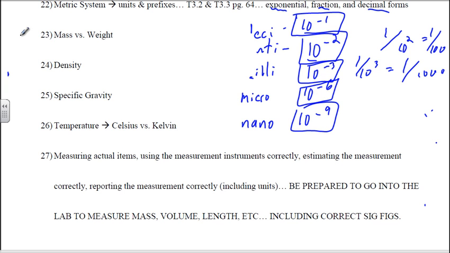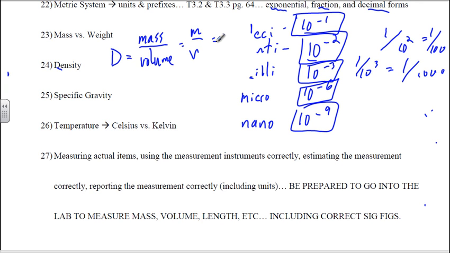Know the formula for density. Okay. So the formula for density, you're starting with the D. Density equals mass over volume. And usually we write it as M over V. So density equals mass over volume, or M over V.